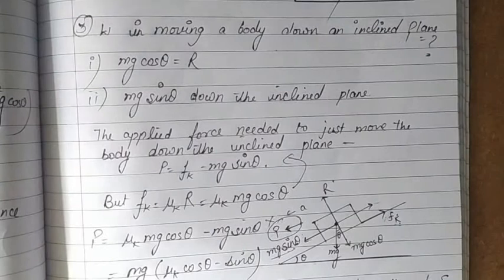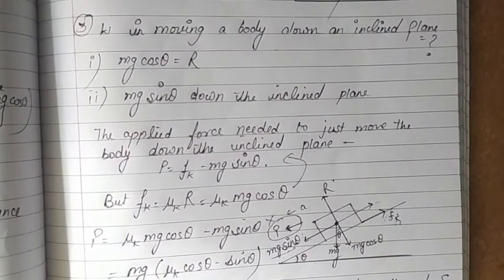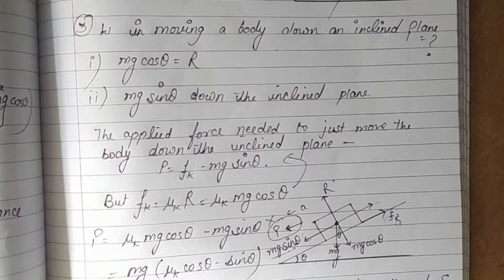So these were the three conditions or cases in which we have found the work done against friction and the acceleration when the body is sliding down a rough inclined plane. That's it for the video.